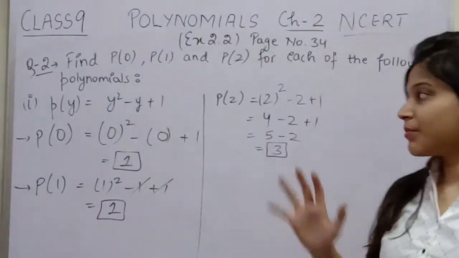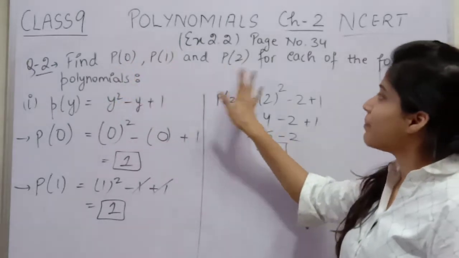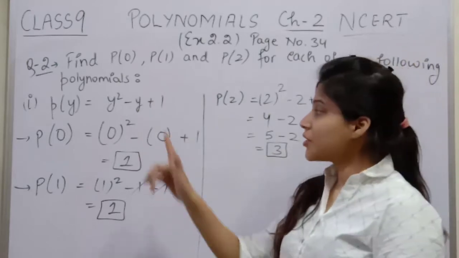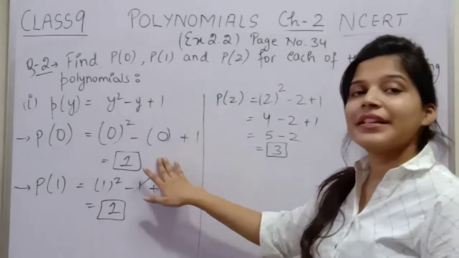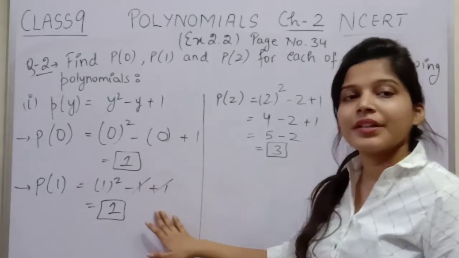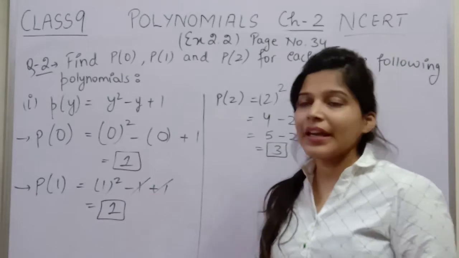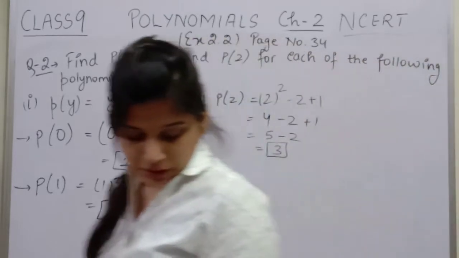So that's it. This was the first part. We had to calculate P0, P1 and P2 for each of the following polynomials. So the first polynomial was y square minus y plus 1. We calculated P0 as 1, P1 as 1 and P2 as 3. Okay. Please note down this first part. Then I'll be starting with the second part.